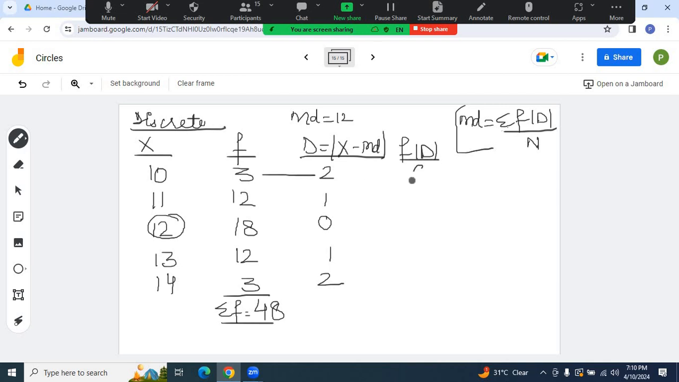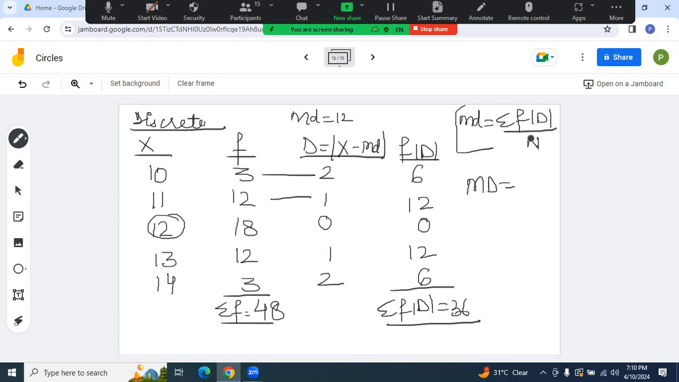3 2s are 6, 12 1s are 12, 18 zeros are 0, 12 1s are 12, 3 2s are 6. Summation will be 36. Right? So mean deviation will be summation fd 36 upon n 48, 0.75. So this much is the variation in this discrete series. You may have a look.